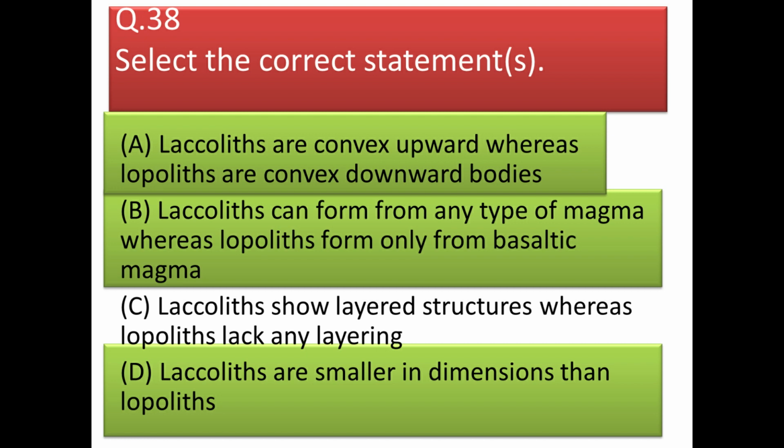Next question. Select the correct statement. Laccoliths are convex upward, whereas lopoliths are convex downward bodies. This is correct. Laccoliths can form from any type of magma, whereas lopoliths form from only basaltic magma. Now that's also correct. And the last option, laccoliths are smaller in dimension than lopoliths. Now that's the correct answer. So our answer will be options A, B and D.